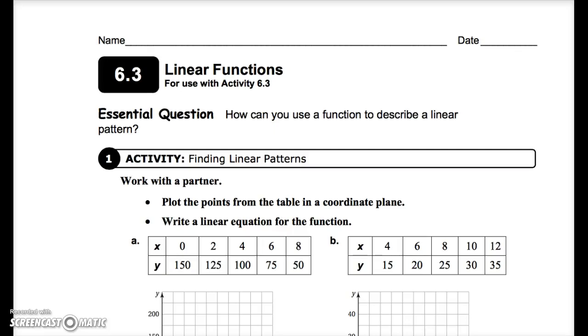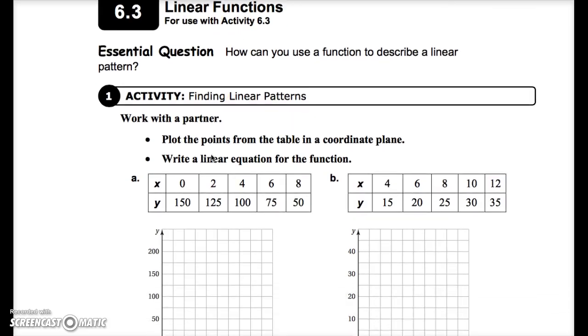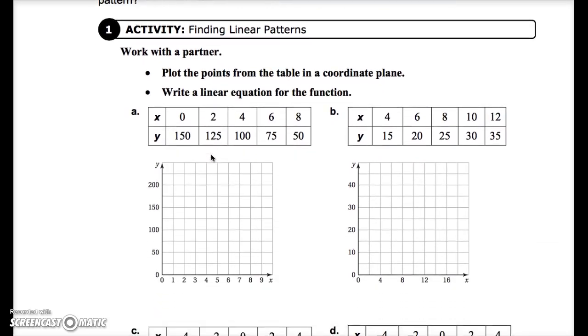Okay, so we're going to be in your workbooks on page 129, and it says 6.3 linear functions at the top. So let's look at activity 1. It says plot the points from the table in a coordinate plane.